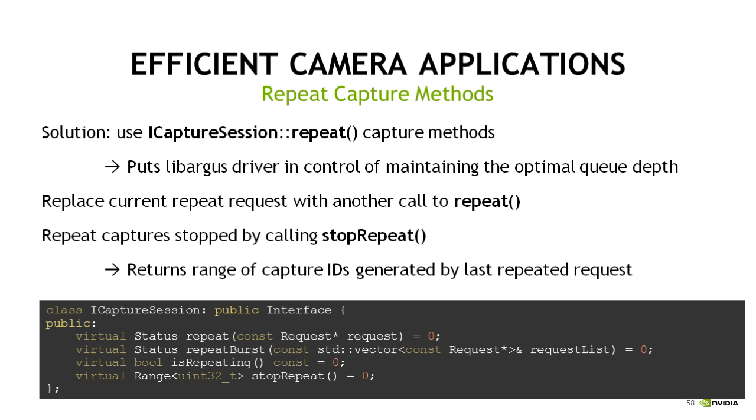Since the Argus driver is aware of the number of captures that may be processed concurrently, however, this means that Argus will only keep as many captures in the queue as are actually needed to saturate the pipeline. This maintains ideal pipeline efficiency while minimizing the number of idle requests to ensure that statistics feedback loops are as responsive as possible. The capture request being repeated may be replaced by another call to repeat, or repeat captures may be stopped by calling stop repeat. When calling stop repeat, the range of capture IDs that were generated by the last repeated request will be returned.